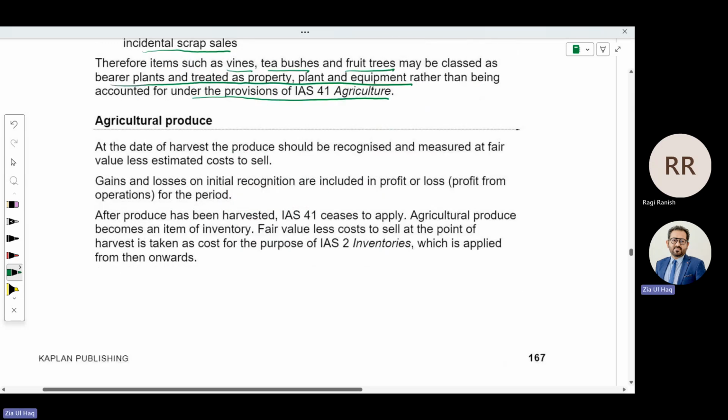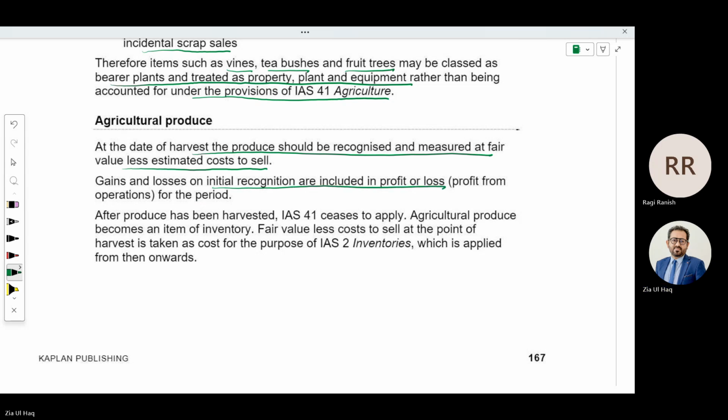Agriculture produce: wheat, rice, eggs, milk. At the date of harvest, the produce should be recognized and measured at fair value less estimated cost to sell. Estimated cost to sell means commission paid to broker, point of sale cost. Gain and loss on initial recognition are included in profit and loss. After produce has been harvested, IAS 41 ceases to apply, and after that, IAS 2 inventory will apply.